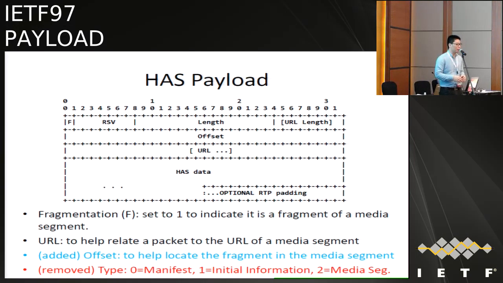There used to be a type field to indicate whether this is a manifest file or initial segments of DASH or HLS. But we don't want to multiplex those kinds of information into the one stream. So we leave out those manifest and initial information for the architecture to address. So this format is just for the media segments extracted in the hash stream. All right, so next.